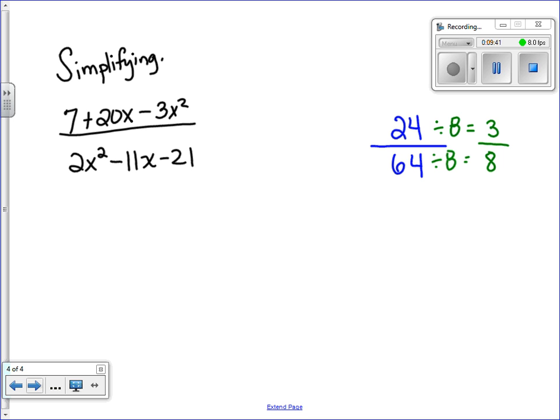I'm going to look at their factors and see if they have any in common. And if they have them in common, I'm going to take them out. I'm going to cancel them out. Okay? So in order to find out if they have any factors in common, I have to factor them. Factor the top, bless you. I have to factor the bottom.